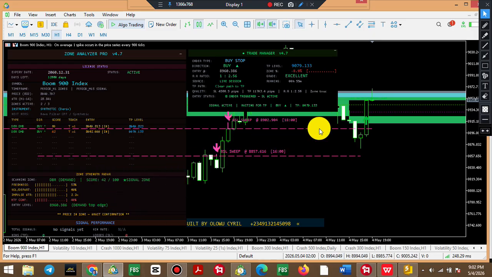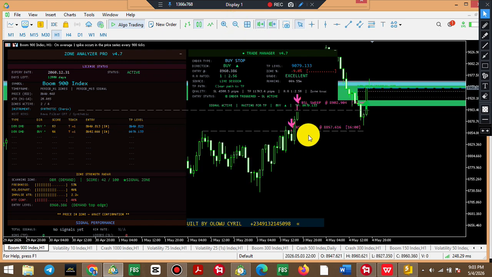Another thing is that this will save you from emotion. Since you have a signal from a source, you won't be opening and closing trades every 2 minutes on the chart. You won't be opening, closing, opening, closing. Once there's a signal, there's a signal, and when there's no signal, there's no signal. That is the difference between using software and just using your emotion to trade forex or any other pair.